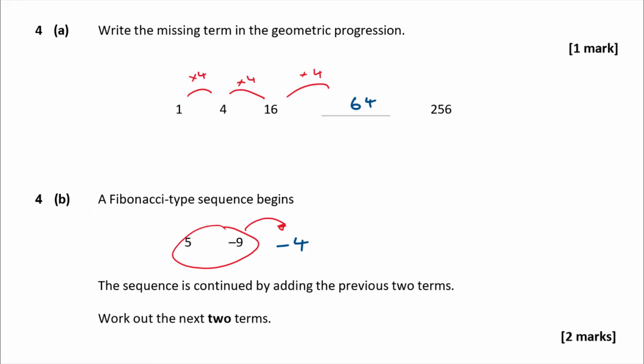Okay, and then the third term I'm going to get by adding these 2 numbers together. So what's negative 9 plus negative 4? That's going to give me negative 13. Okay, so yeah, they're my next 2 terms, negative 4 and negative 13.